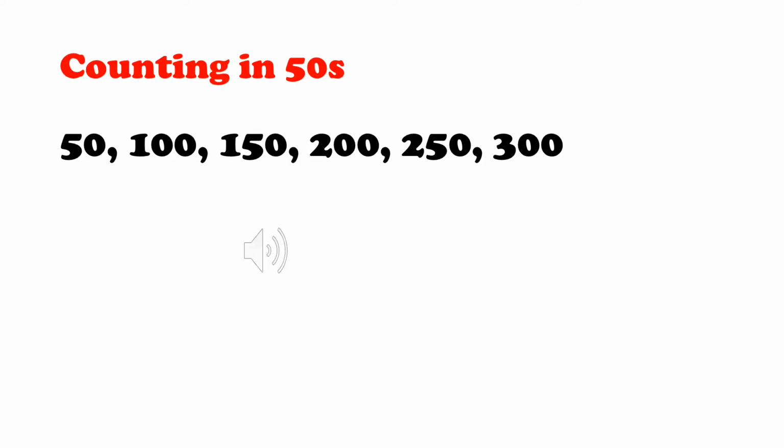In this lesson we're going to be looking at counting in 50s. Now in front of you will see a sequence of numbers: 50, 100, 150, 200, 250 and then 300. I want you to think about, what do you notice about this sequence? Is it ascending or is it descending? Remember that ascending is getting bigger and descending is getting smaller.